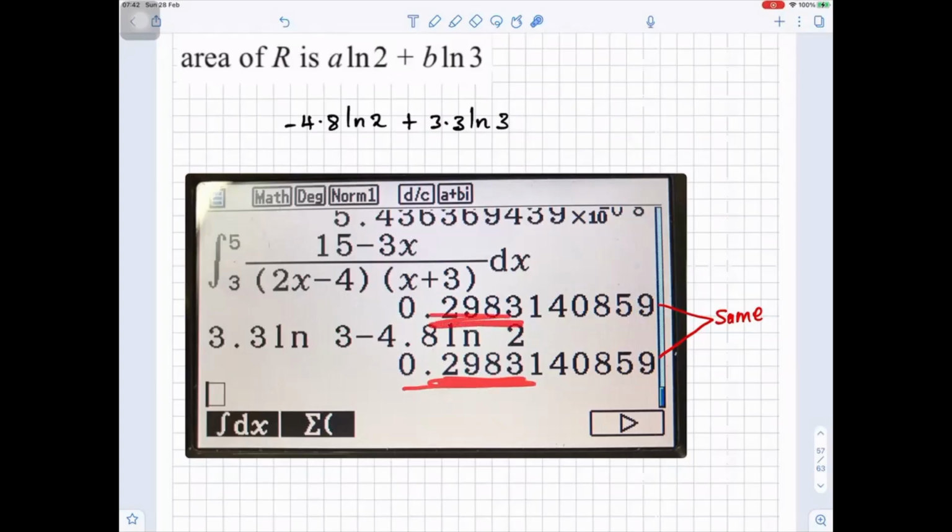So your two answers are the same. That means you have done it correctly. That's how you can check your answer using the calculator. Very important to do that, especially if you've done a long question where you don't have time to go back to check all the mistakes. So very important to be able to use the graphics calculator to do it.